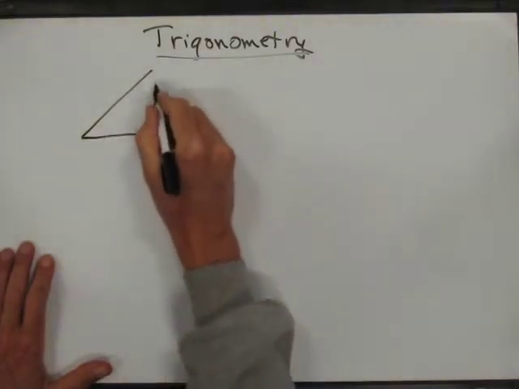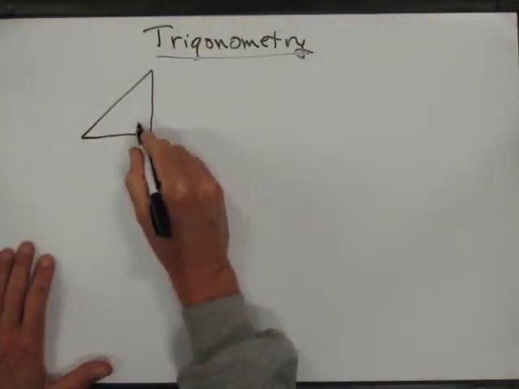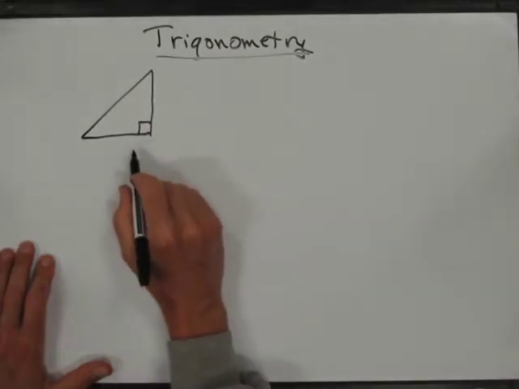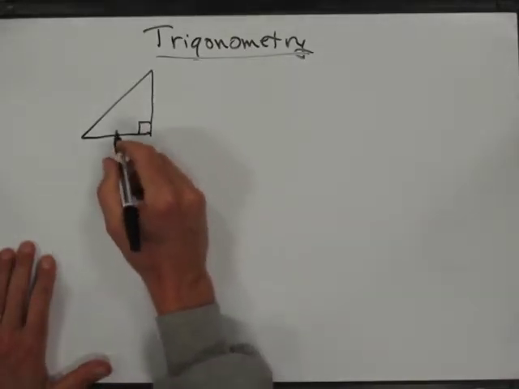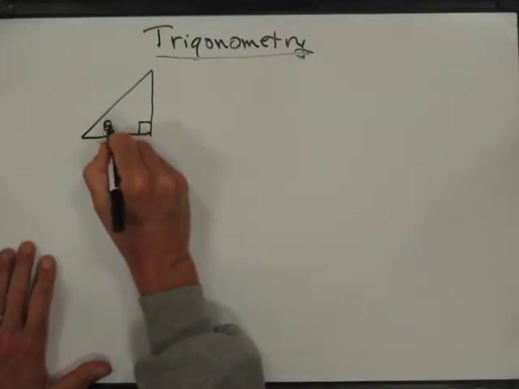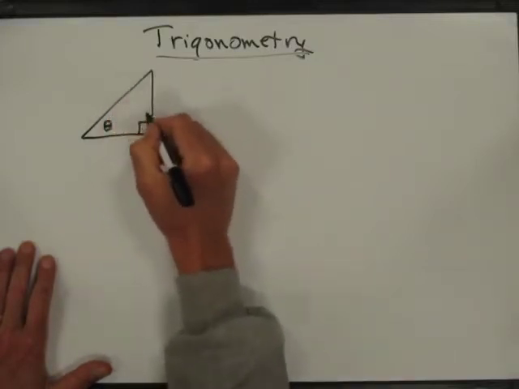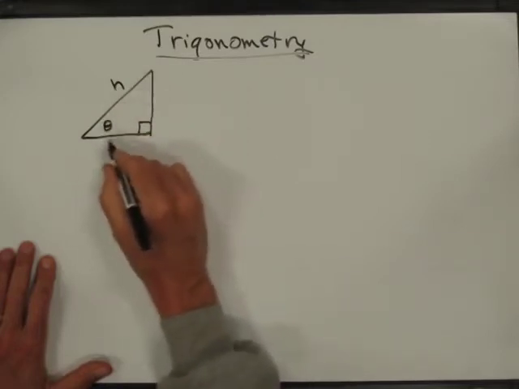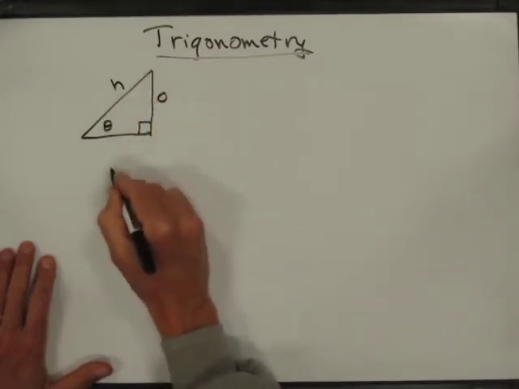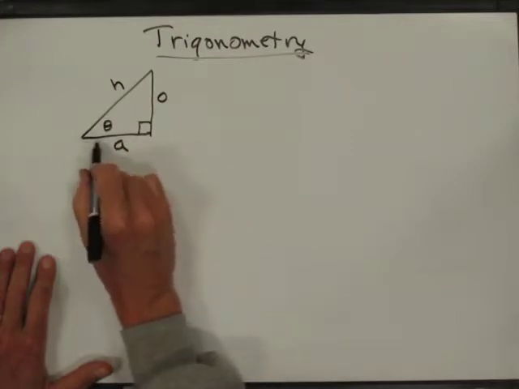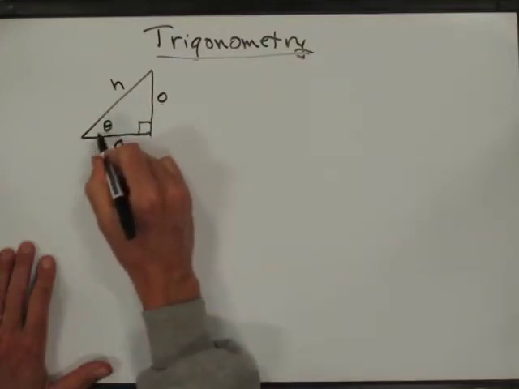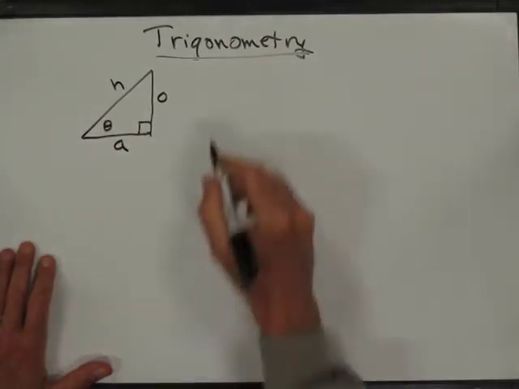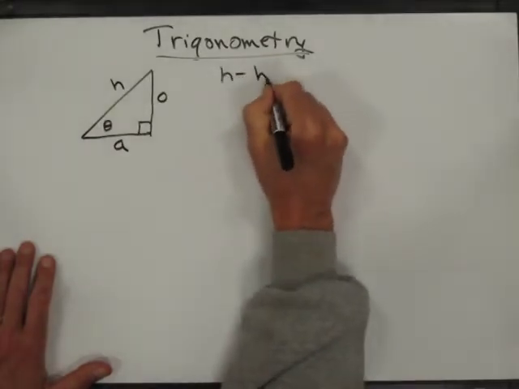First of all, this is a right triangle. We indicate a right angle with that. That's a 90 degree angle, right? And so we pick an angle here that we're interested in. We'll call this one theta. If this is a right angle, this is the hypotenuse. The side that's opposite the angle is called the opposite side. And the side that's the other leg that comprises the angle, but not the hypotenuse, is called the adjacent side. So H is hypotenuse.